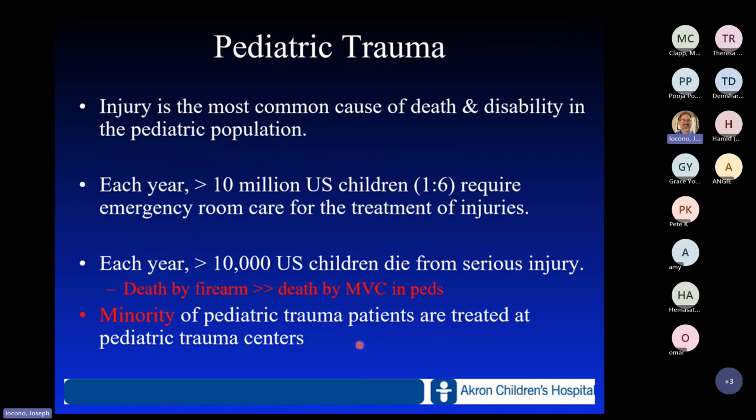Trauma is still the most common cause of death and disability in kids. Death by firearm has now surpassed death by motor vehicle crash. Death by firearm is the single highest risk of death in kids in the United States now, higher than car wrecks. That's sad. And the other thing that comes up is that the minority of pediatric trauma patients are actually treated at trauma centers that are kid trauma centers.